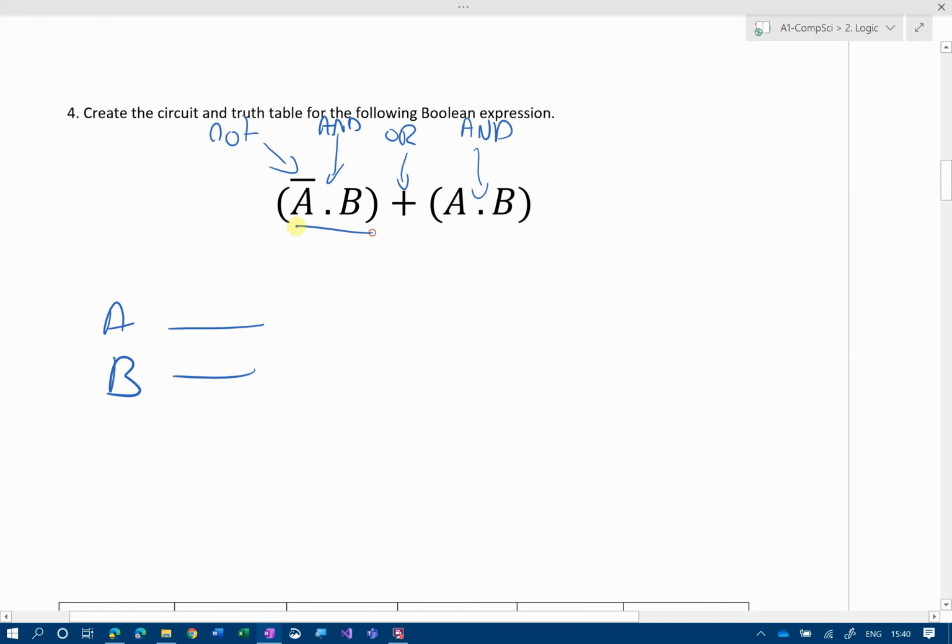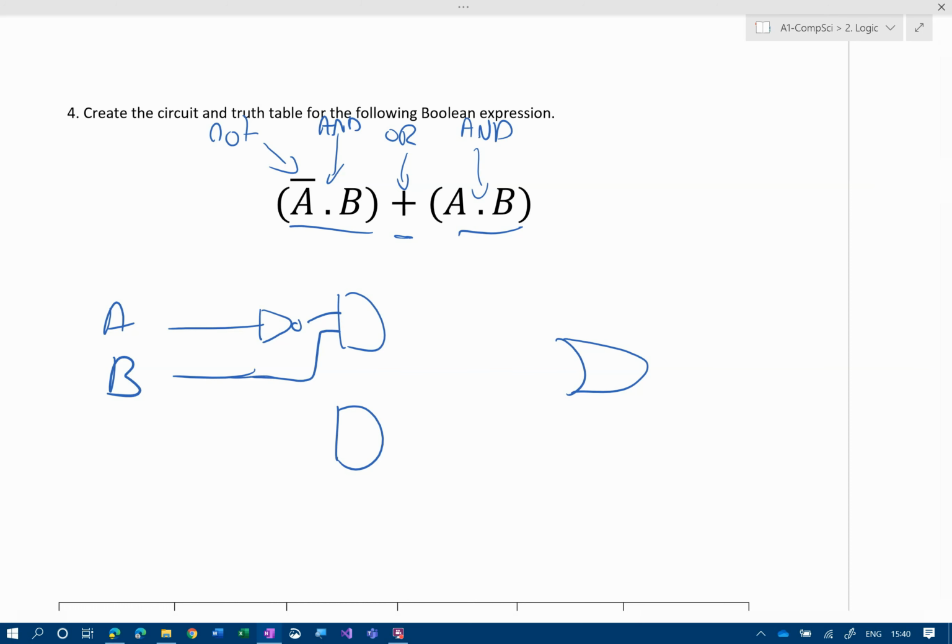Now this and that are in brackets, so it has to be done before the OR. So we're going to have 2 AND gates, an OR gate, and a NOT gate. Let's put that in there. I won't do any more than that. Well, I will do a little bit more. If you like, because there's no need, you don't do A and B again. You just draw it over like that and like that.